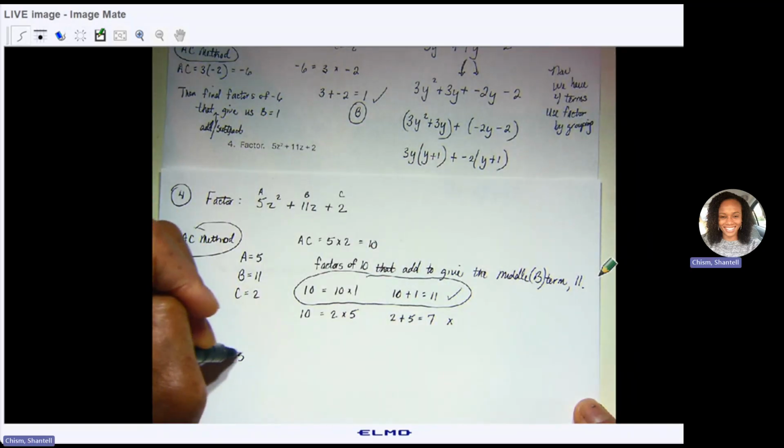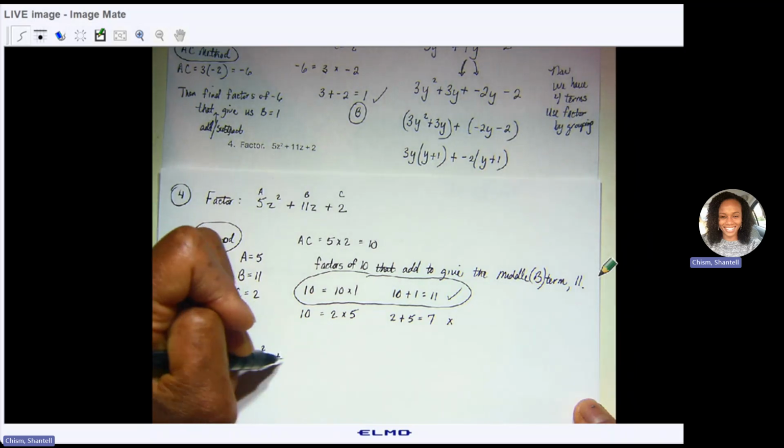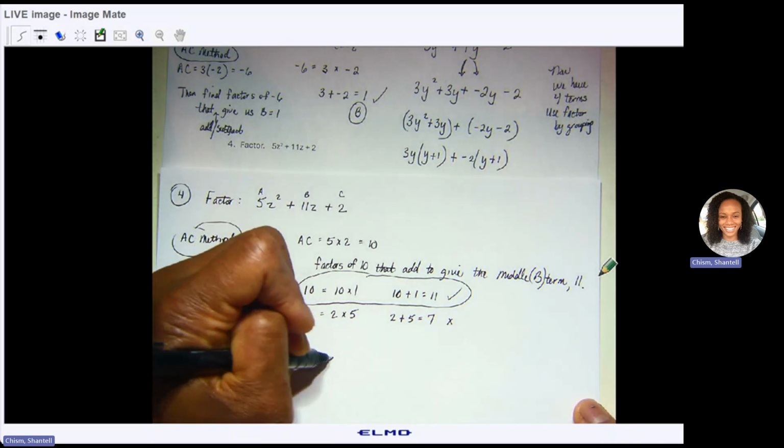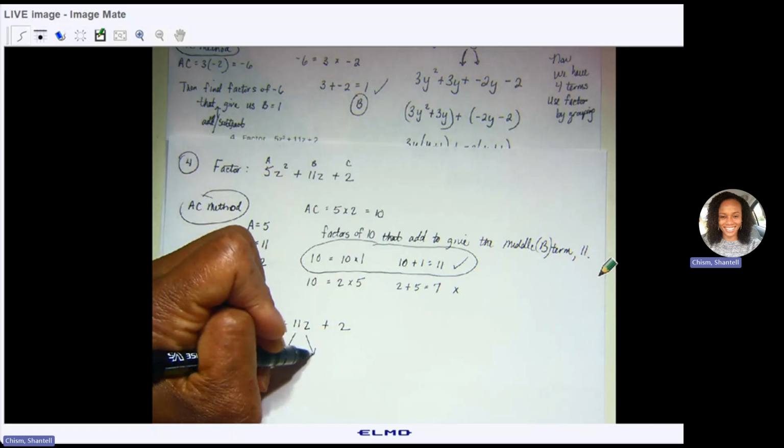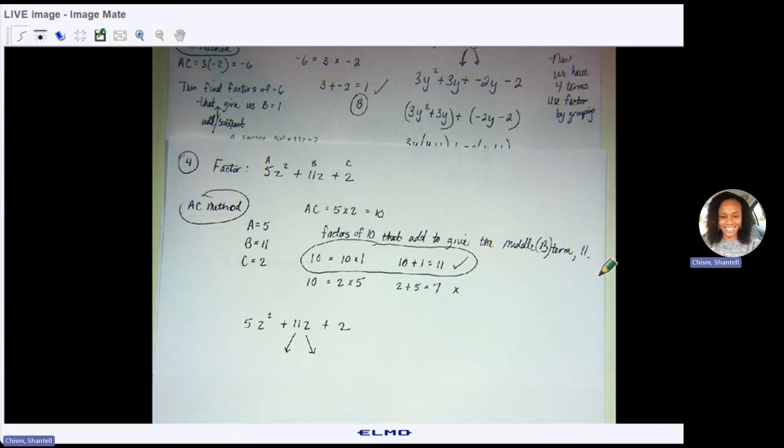So I'm going to write 5z squared plus 11z plus 2. And then I'm going to break apart this middle term. Now, take note of where your numbers are, and think about what you're going to have to try to do. Once you have these two new terms, you're going to try to group the first two and group the last two.